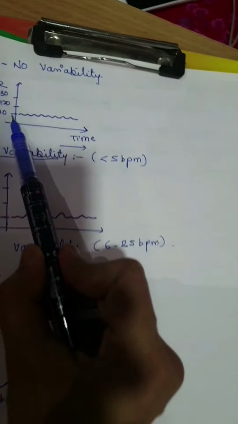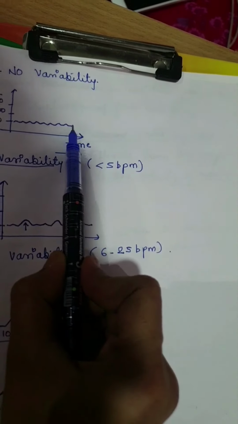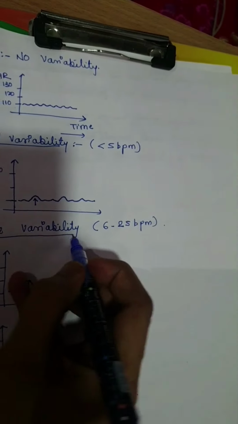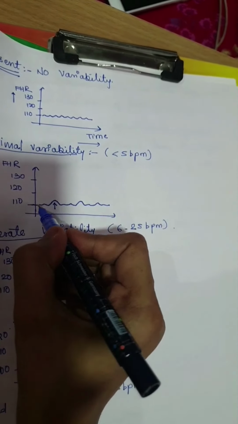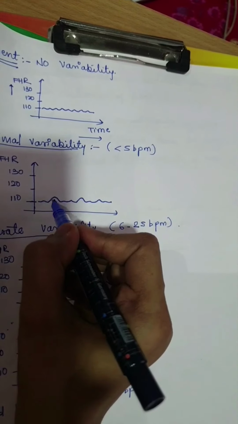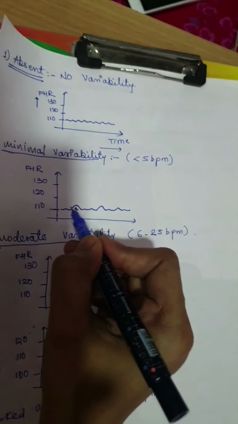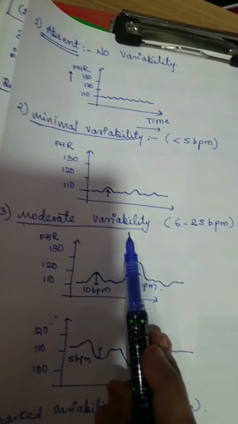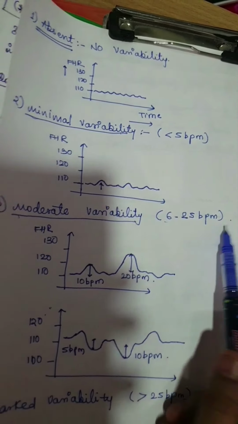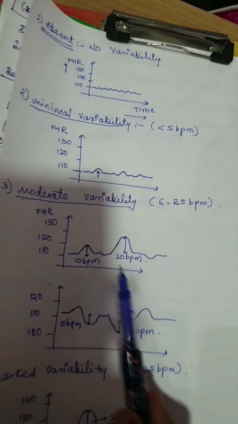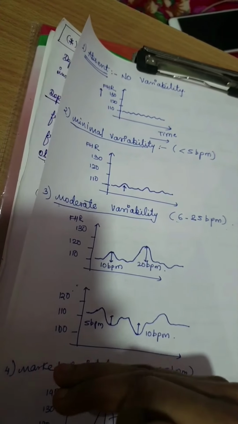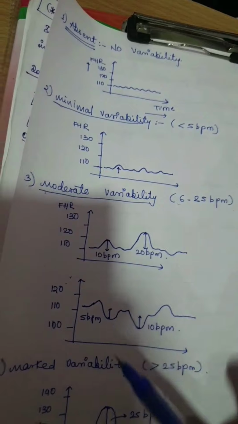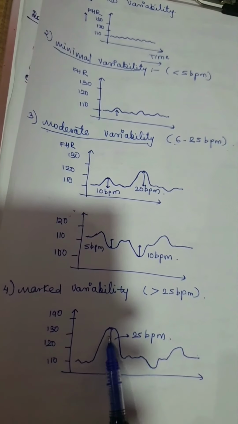So the first one is absent, where you see no variability. It is the plain line, single line. Then is the minimal variability, where the variability is less than 5 beats per minute. See here, it's somewhere between 110 to 120. It might be 114 or it might be 115. Then comes the moderate variability. It is between 6 to 25. See, 10 beats per minute, 20 beats per minute. This is above, and it can sometimes go below the normal baseline. And this is the marked variability.